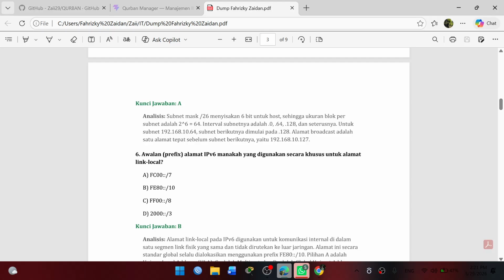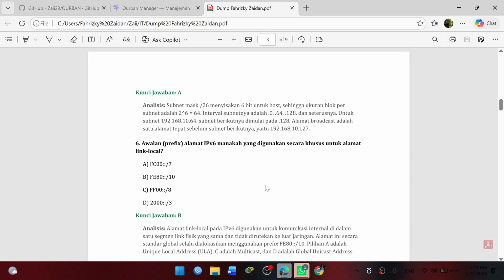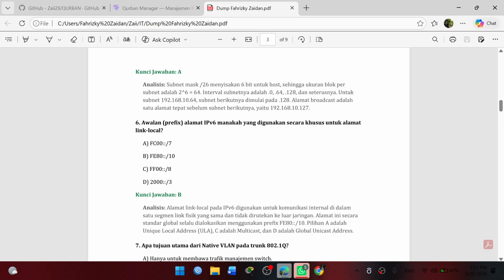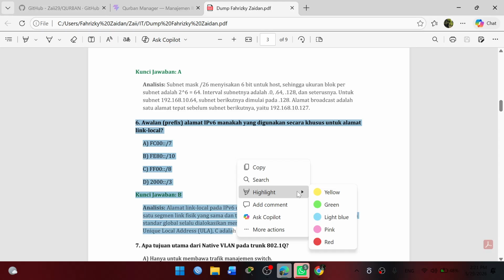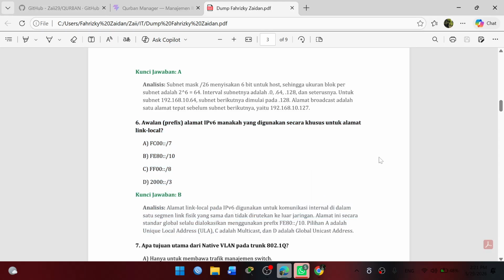Question 6. Which IPv6 address prefix is used specifically for link local addresses? Looking at question 6, the correct answer is B. IPv6 link local addresses are used for internal communication within a single local network segment and are not routable globally. By industry standard, these addresses always use the prefix FE80::/10.